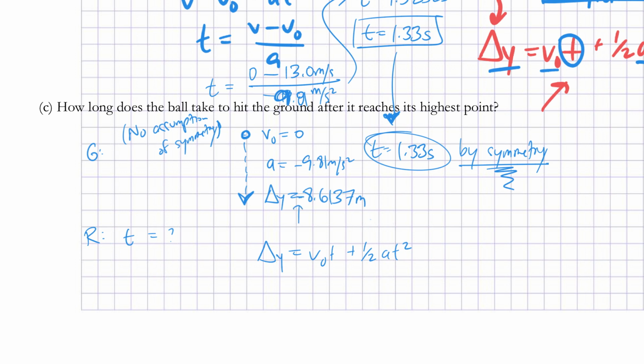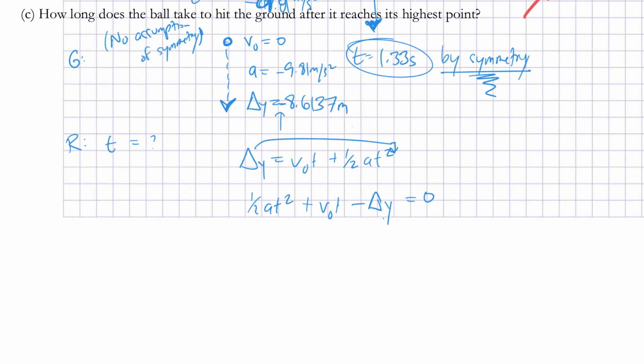All right, so I'm going to rearrange this. I'm going to bring the delta y over here, and write this as 1/2 at squared plus v naught t minus delta y equals 0. Oh, no, wait, we're not going to have to use the quadratic formula. Well, there was always a possibility, but it didn't happen this time. My rearranging there might have been unnecessary, because the initial velocity is 0, so this term goes away.